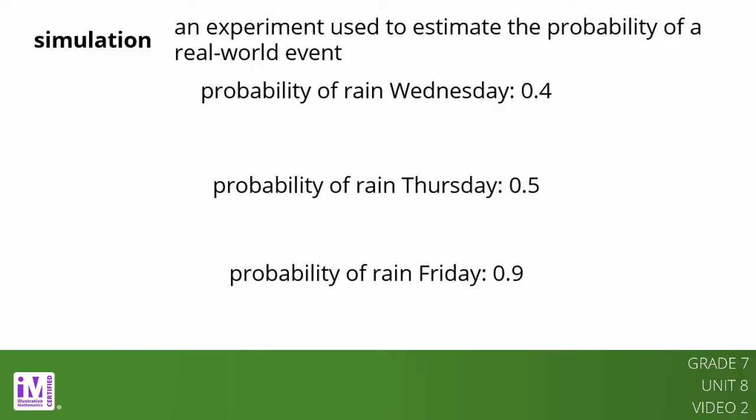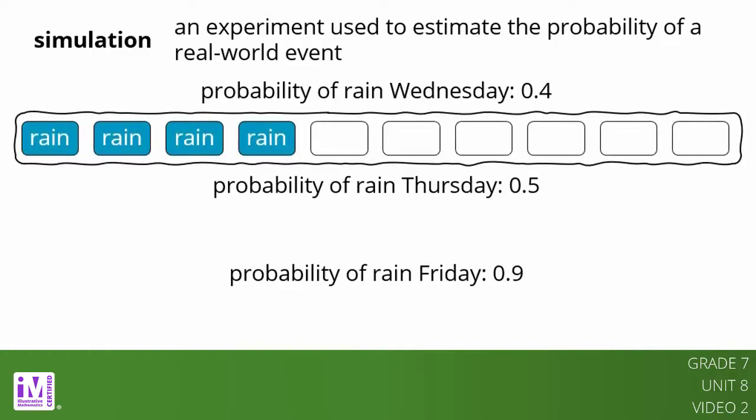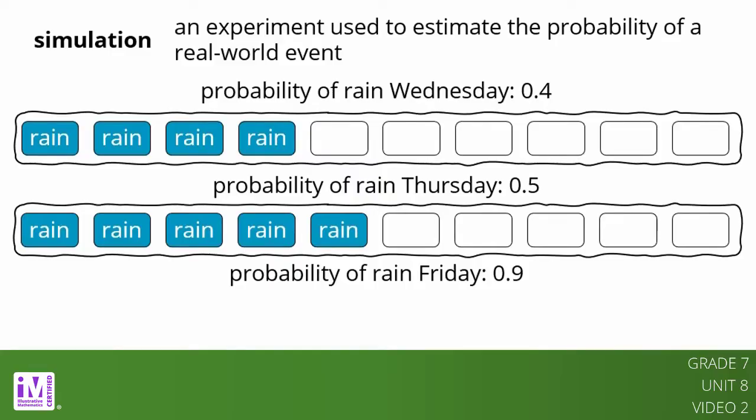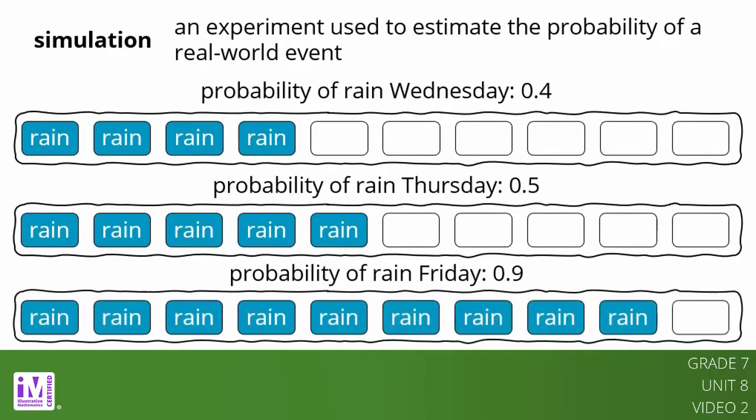We can set up a simulation to predict the rain situation by getting 3 bags and putting 10 slips of paper in each bag. The first bag, representing Wednesday, has 4 pieces of paper that say rain and 6 that are blank. The second bag represents Thursday and has 5 pieces of paper that say rain and 5 that are blank. The third bag represents Friday and has 9 pieces of paper that say rain and 1 that is blank.